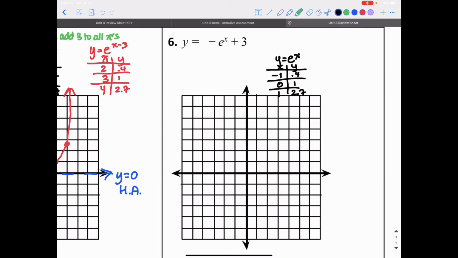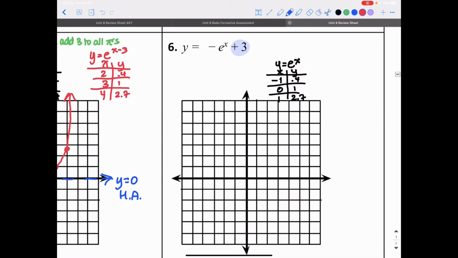I know one transformation that I see is this plus 3 here, and that tells me that I'm moving all of my points up 3. And if I move up 3, I'm adding 3 to all y's. The negative in front tells me that I'm going to be reflecting over the x-axis, or multiplying all y's by -1. That's what's actually happening to the points from the parent function if you are doing a reflection over the x-axis. And then you end up with y is equal to -e to the x power plus 3.